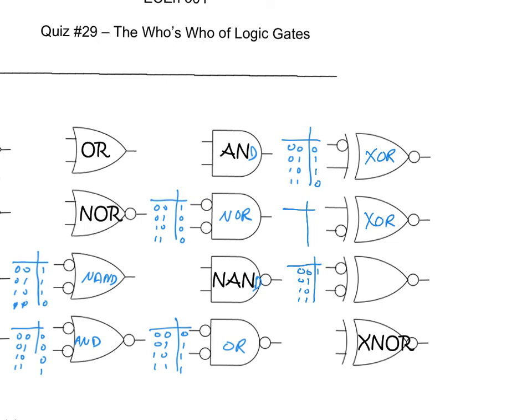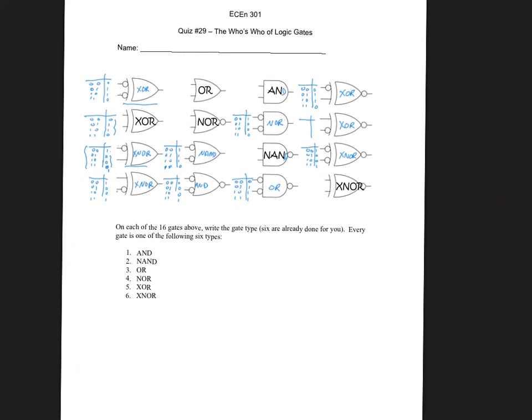0, 1 gives us a 1, 0. We XOR those together, we get a 1. We NOT it, we get a 0. 1, 0, we NOT those, we get a 0, 1. We XOR those together, we get a 1, and NOT that, we get a 0. 1, 1 gives us 0, 0. XOR that together, we get a 0. NOT it, we get a 1. So this gives us XNOR. Okay, there's how we do problem 1.